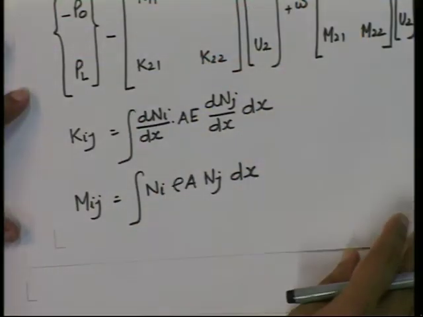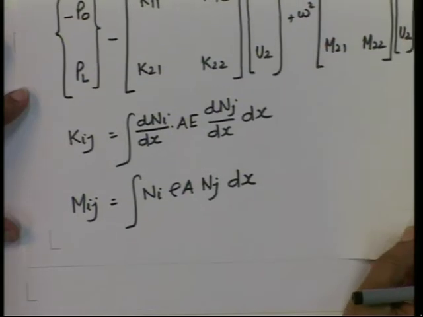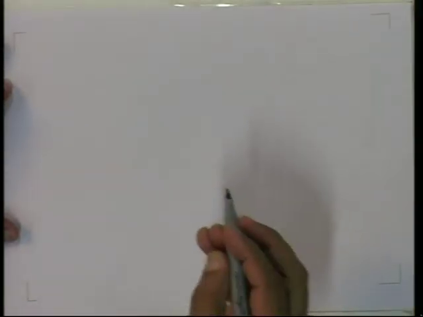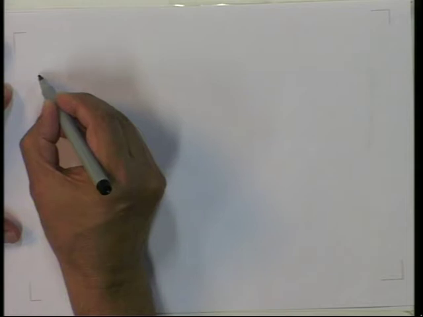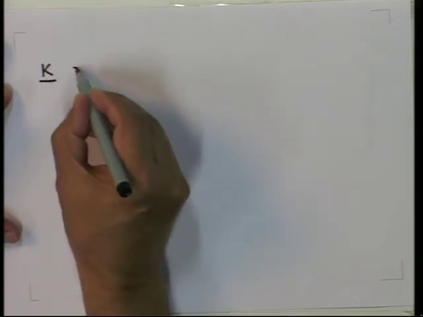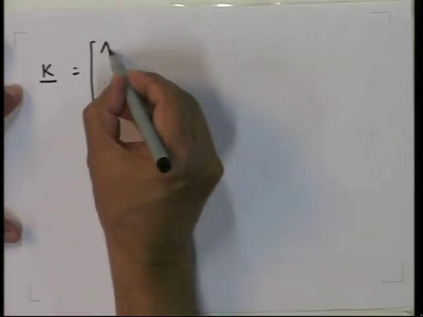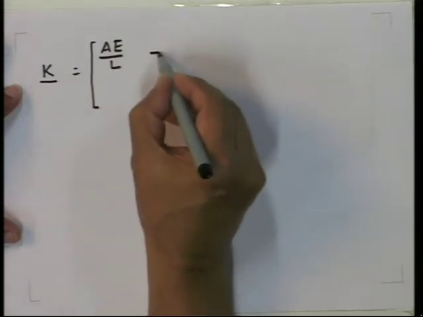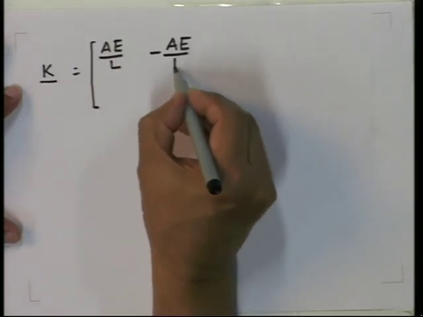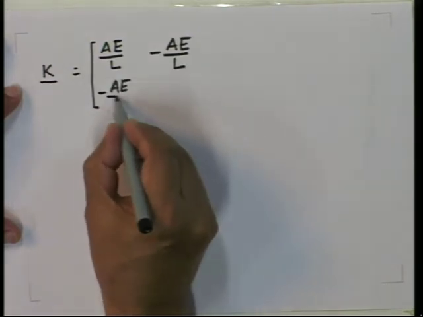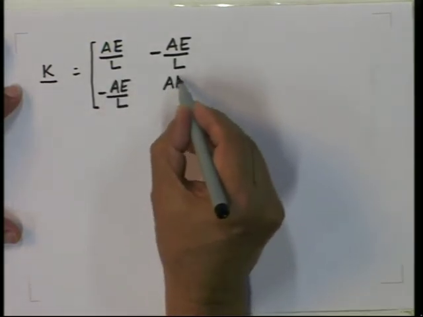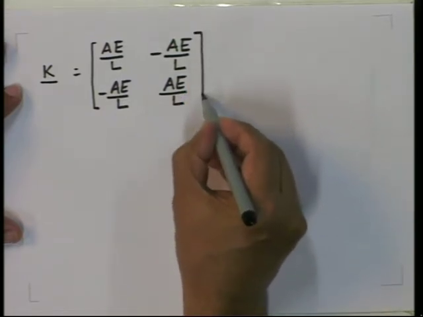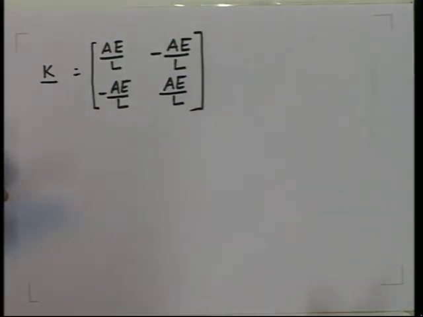k will come out to be what? As before, this is the strain, derivative of N is the B matrix in our case, so k will come out to be A by L. Each term can be evaluated.